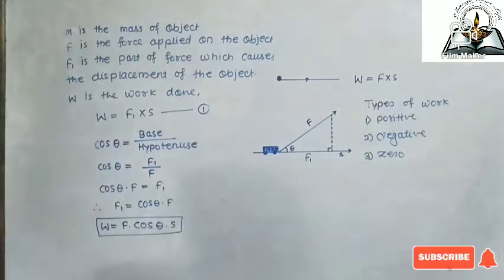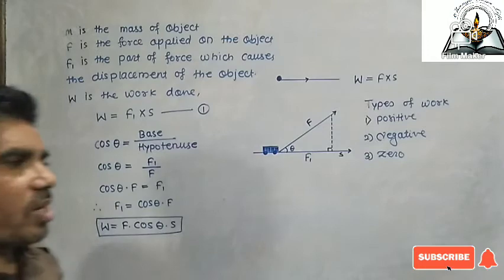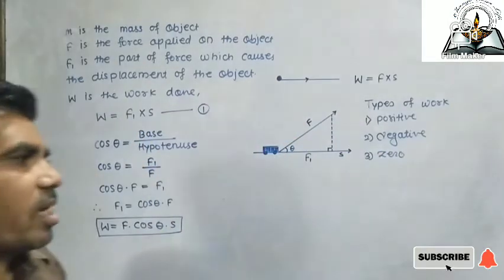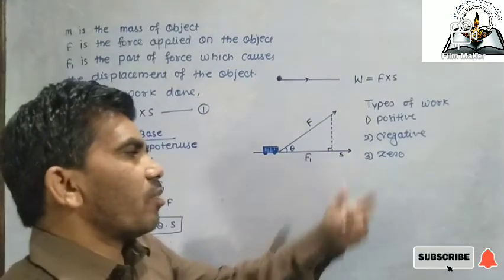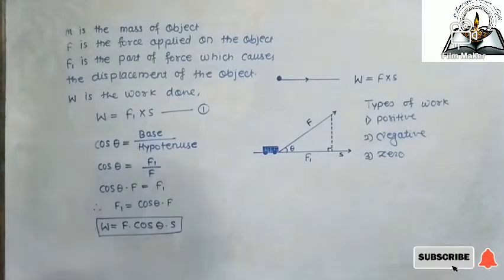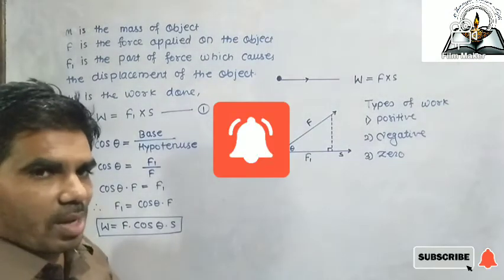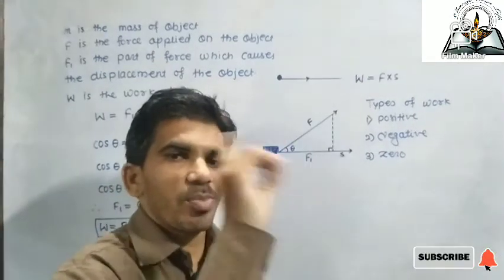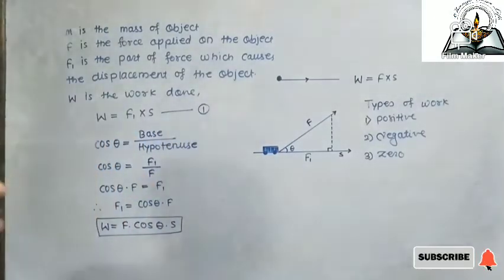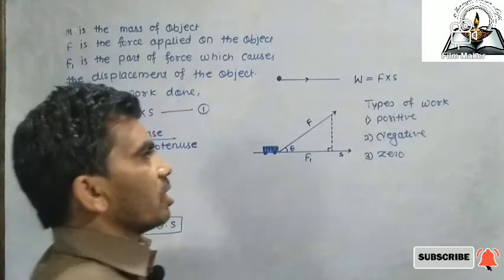Positive work done: when the force is applied on the object and displacement takes place in the same manner, it is called positive work done. When the force is applied on the object and displacement takes place in the opposite direction, this is the negative work done. And when the force is applied on the object and displacement doesn't take place, either the object is stationary, or the displacement takes place in a circular manner, along the circumference, then it is also zero work done. So these are the three types of work done.